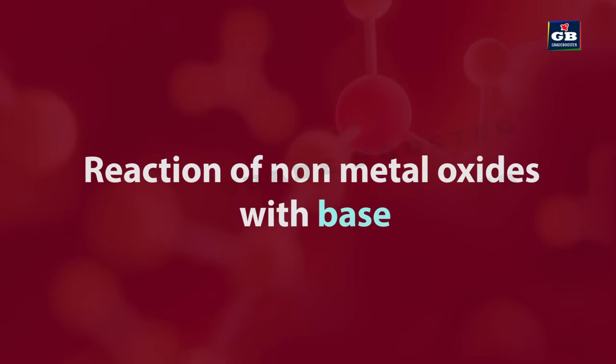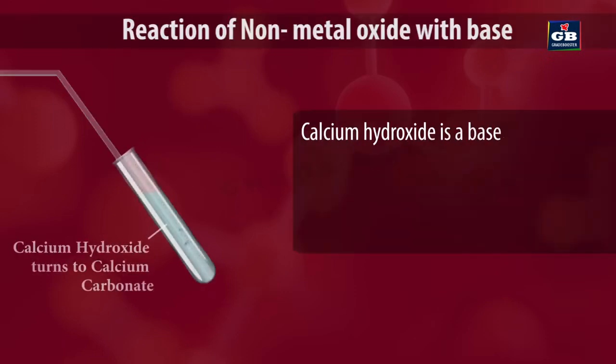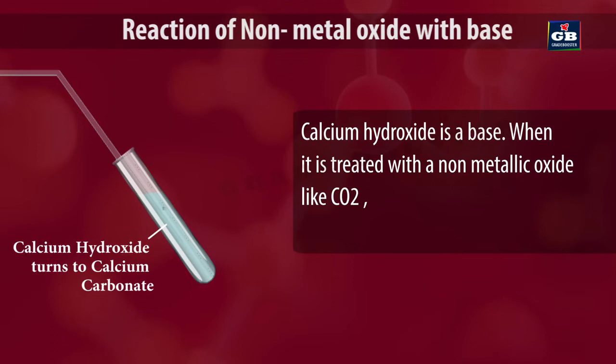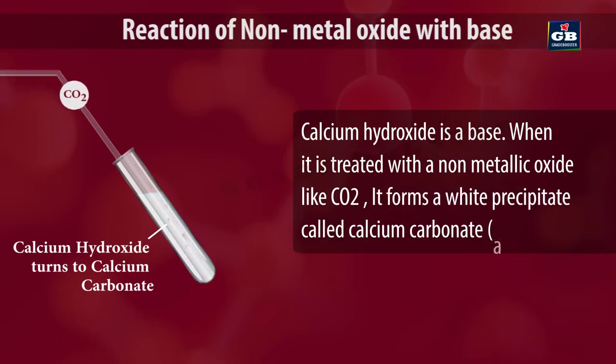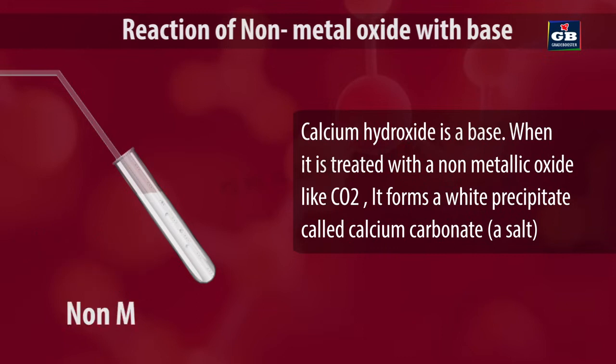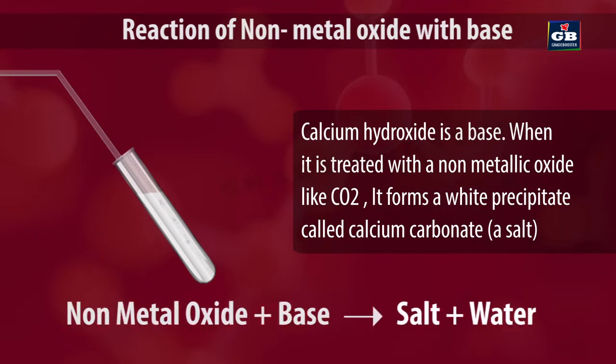Reaction of non-metal oxides with base. Calcium hydroxide is a base. When it is treated with a non-metallic oxide like carbon dioxide, it forms a white precipitate called calcium carbonate, a salt. So when a base is treated with a non-metallic oxide, it produces salt plus water.